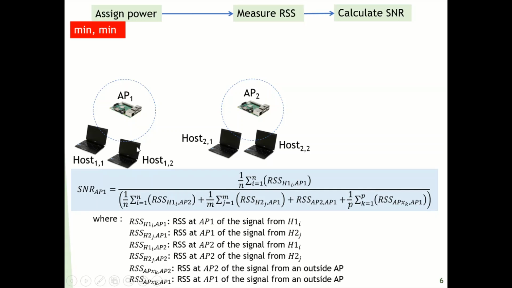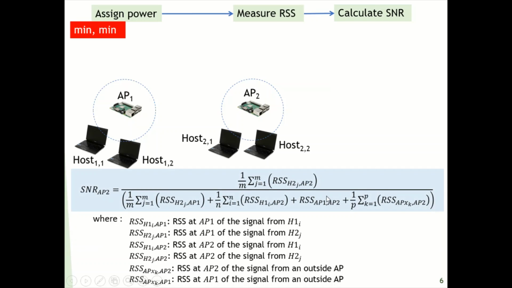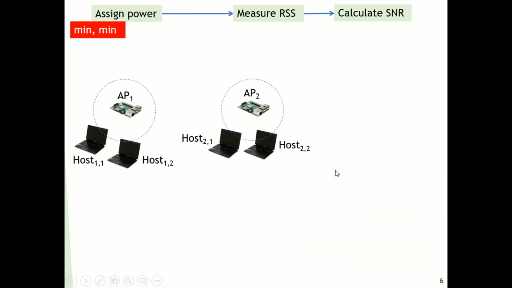The next step is calculating SNR at the AP using the following formula. This is the RSS from the associated host, and then this one, the RSS from AP2 and its host. In this formula, we consider the outside AP. And then we also measure SNR at AP2 using this formula. After that, we calculate the average SNR.